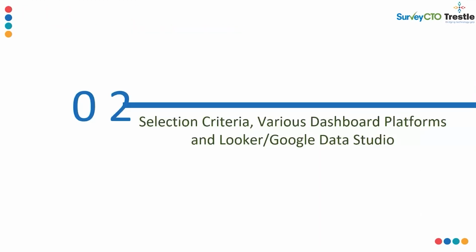So now the important question is: dashboards look very fine, they are very good, but how do you select a particular dashboard? What are the various dashboard platforms that are available? And why do we prefer Looker? Now the name has changed. Previously it was Google Data Studio, but now it's called Looker Data Studio. So why are we preferring that platform? Let's talk about that.